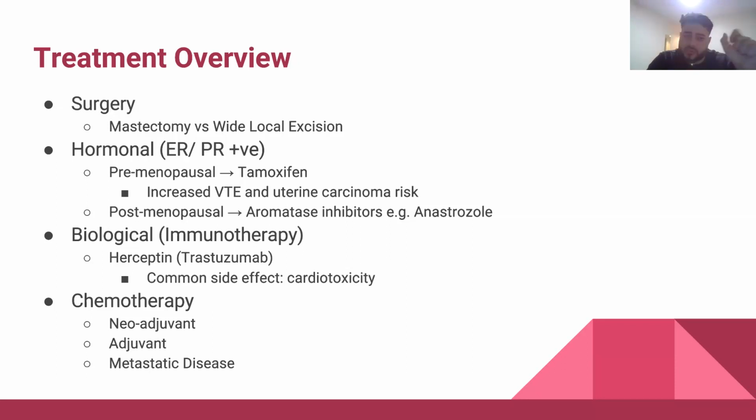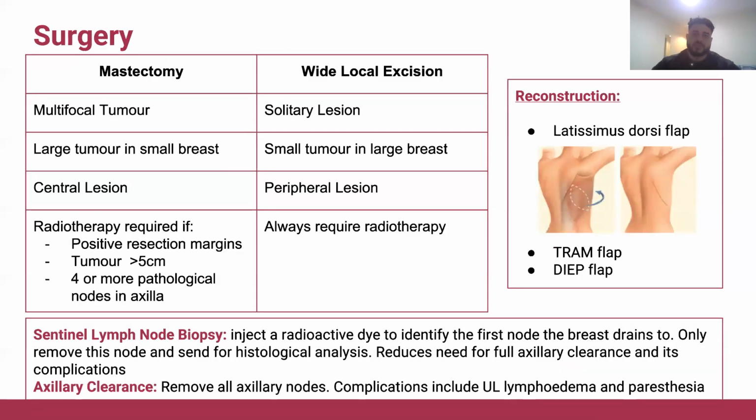And then in terms of immunotherapy, this is largely dependent on whether someone is HER2 receptor positive. So if they are HER2 receptor positive, you can use things like trastuzumab, but a common side effect to note is cardiotoxicity. And in terms of chemotherapy, there may be neoadjuvant, adjuvant, and it may also be used in metastatic disease. So the surgery, comparing between wide local excision and mastectomy, in general, when you're thinking about it, mastectomy is removing the entire breast, whereas wide local excision is trying to remove the lump only and preserve the breast as much as possible.